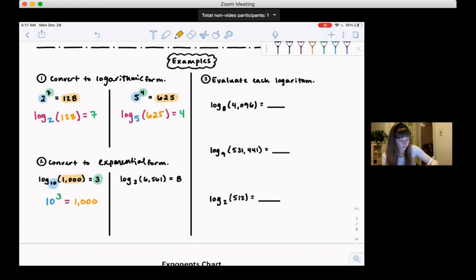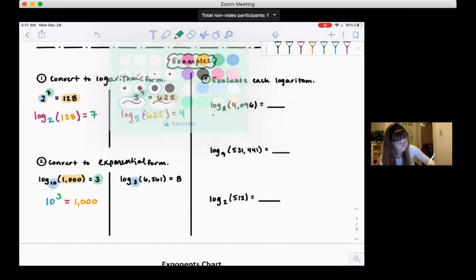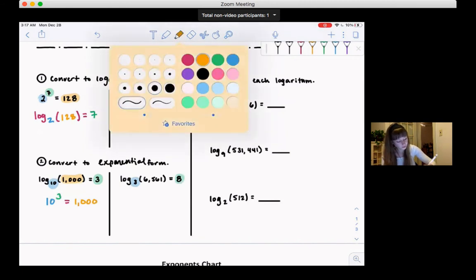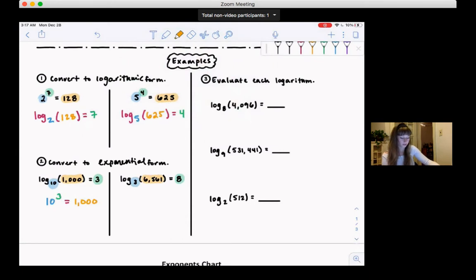Okay, let's do that one more time. So log base 3 of 6,561 equals 8. 3 is our base, 8 is the exponent, and 6,561 is the answer number. So this logarithm means that 3, our base, to the 8th power, the exponent, is equal to 6,561, our answer number. Okay, so that's kind of the first two goals, just to be able to convert between the two forms.